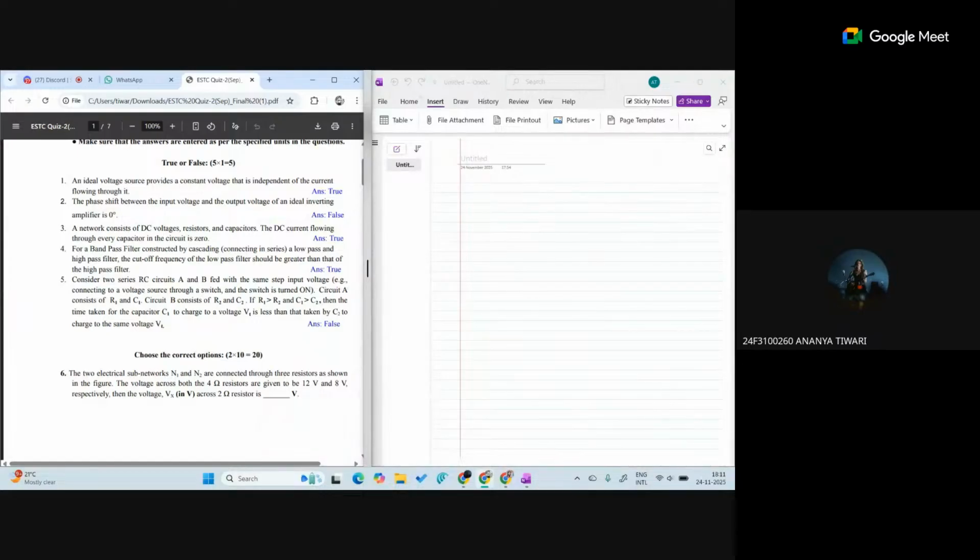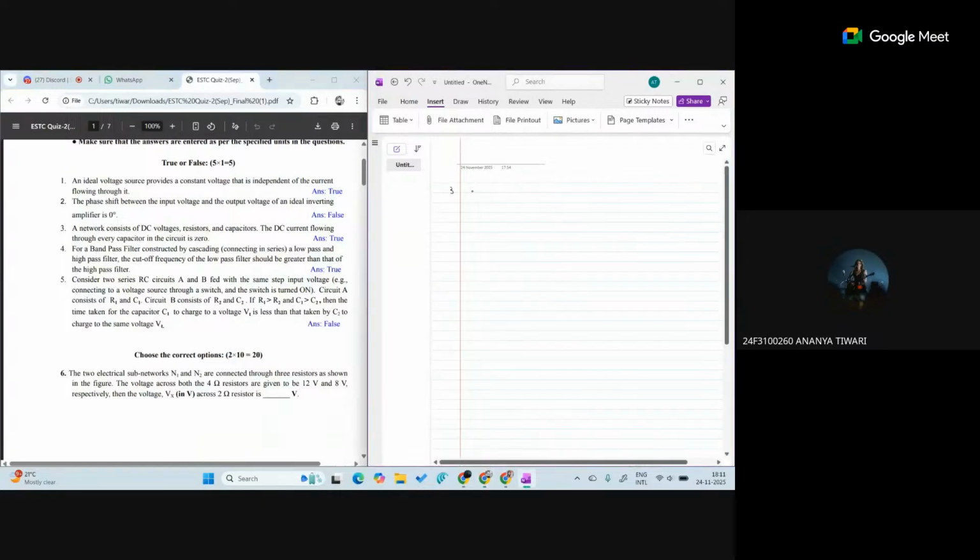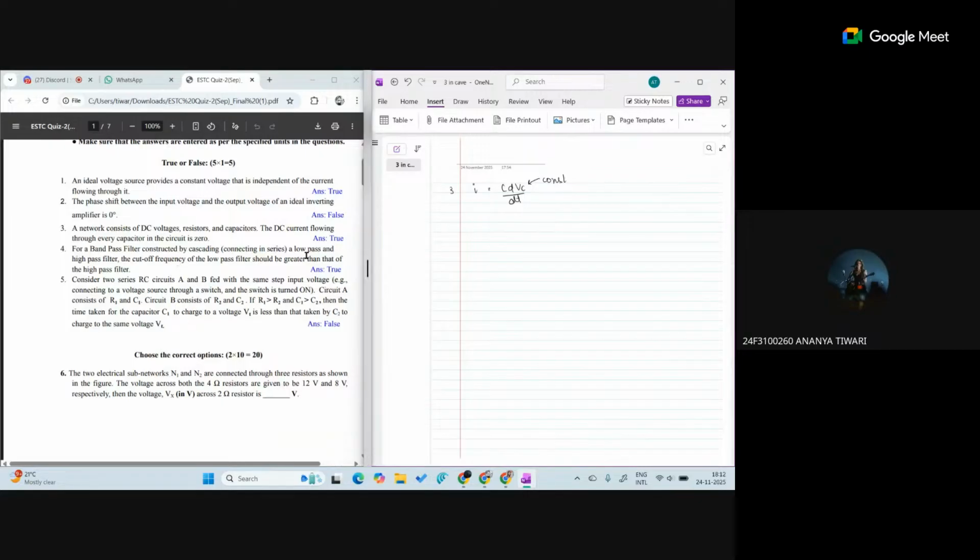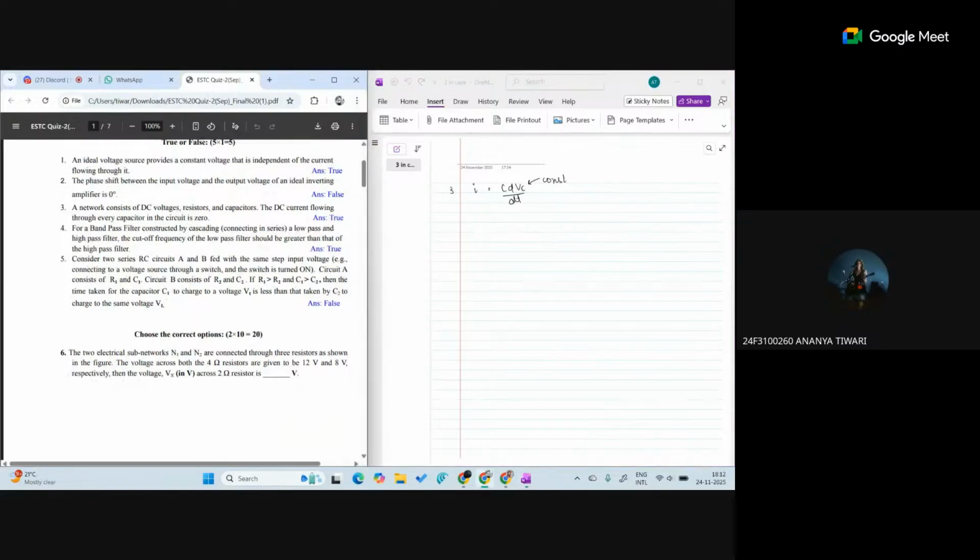The DC current flowing through every capacitor in the circuit would be 0. This one would be true because if you have remembered, we have the formula I_C = C dV_C/dt, and if V_C is constant, we will get this whole thing as 0, right? The derivative would be 0. So the current passing through would be 0. So this is true. Clear?